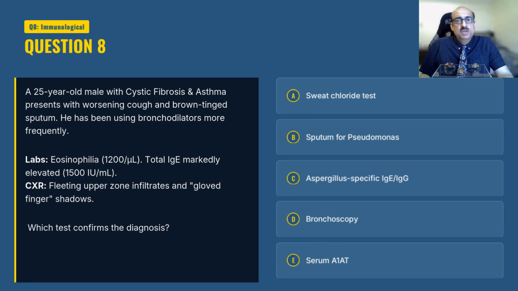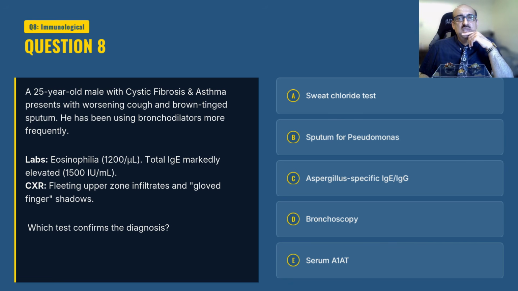Okay, question number 8. A 25-year-old male with cystic fibrosis presents with worsening cough and brown tinged sputum. He has been using bronchodilators more frequently. The labs show eosinophilia at 1200 per microliters, and total IgE is markedly elevated at 1500 international units per ml. Chest X-ray shows fleeting upper lobe infiltrates and gloved finger shadows. Which test confirms the diagnosis? So it's a two-part question.